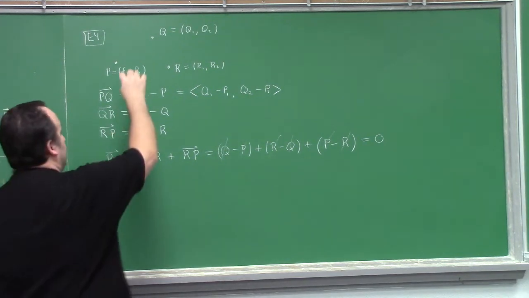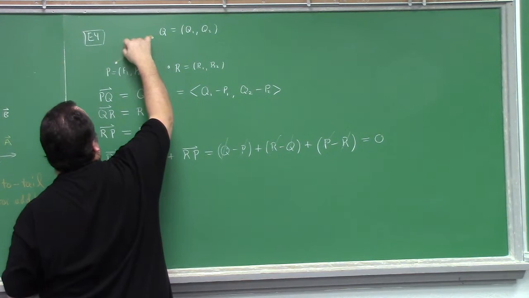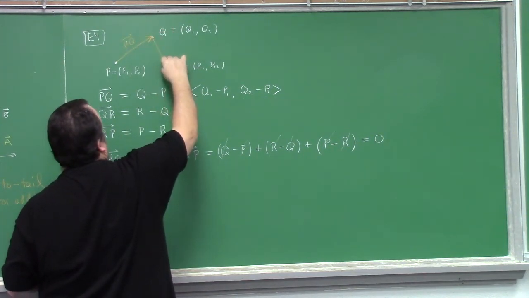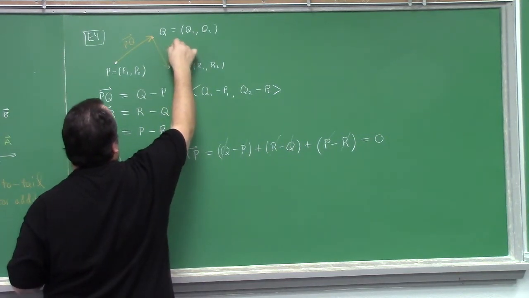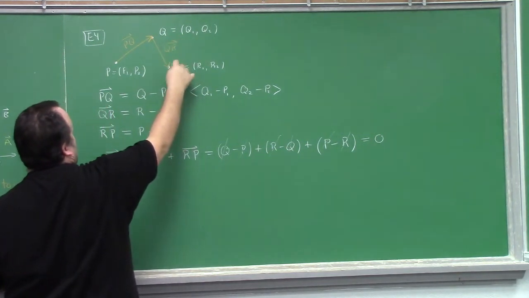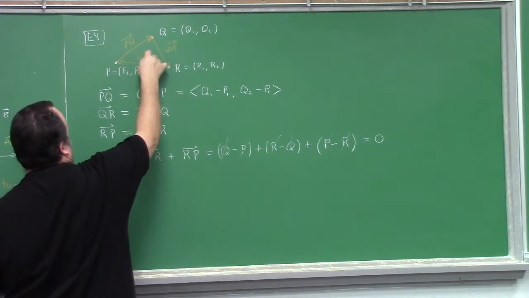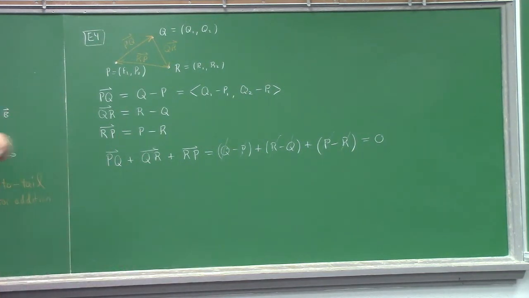We have vector PQ, plus vector QR, plus vector RP. So if we do that, tip-to-tail addition gets us right back where we started.